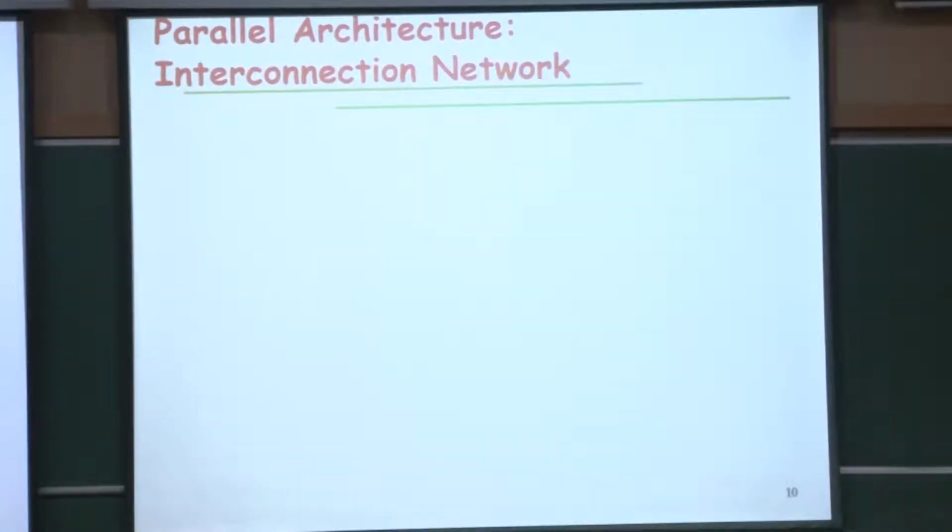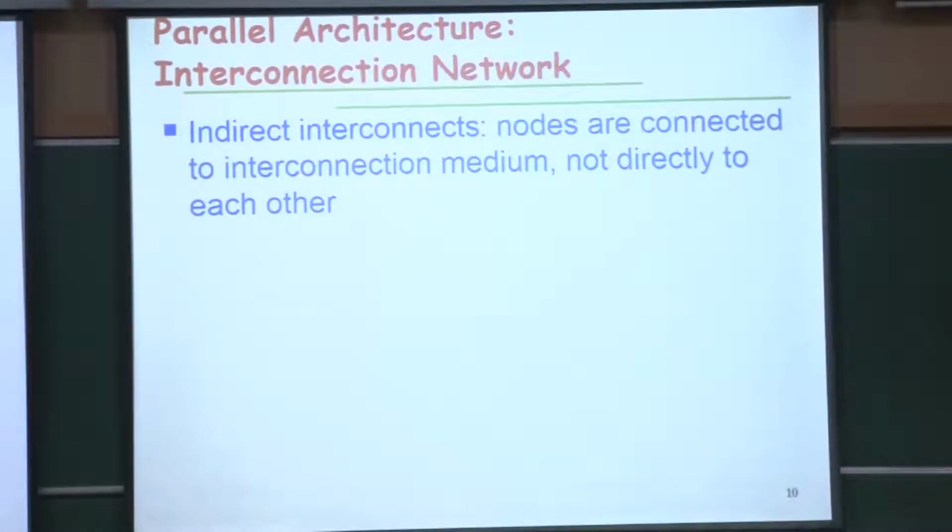Now, just to give a very brief idea about what these interconnect networks are. Interconnect networks are divided into indirect networks and direct networks. In the case of indirect networks, nodes are connected to the interconnection medium, but not directly to other nodes. In the case of direct networks, nodes are connected with each other directly. I will give you examples of this.